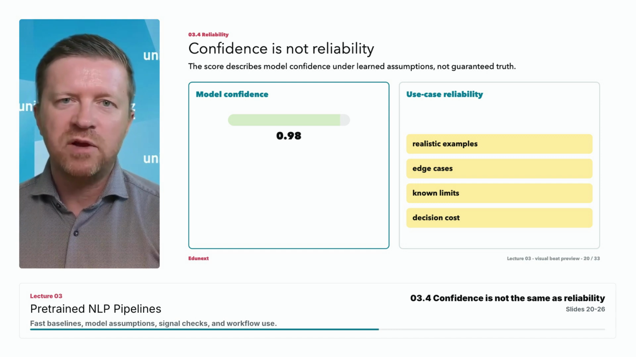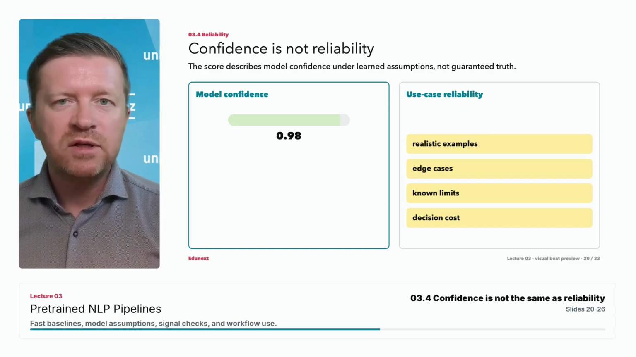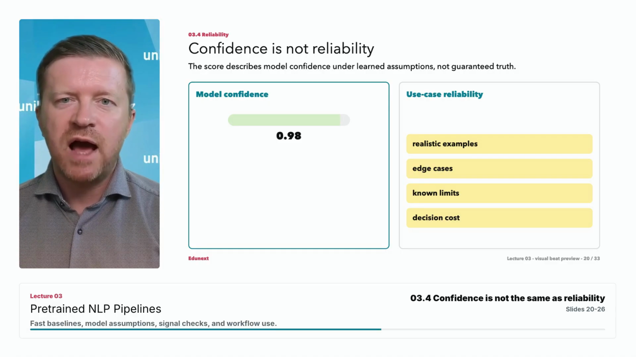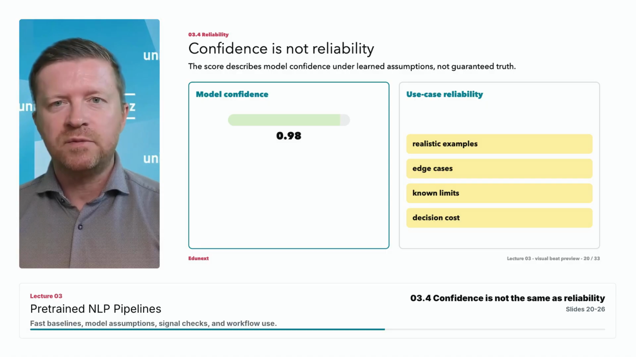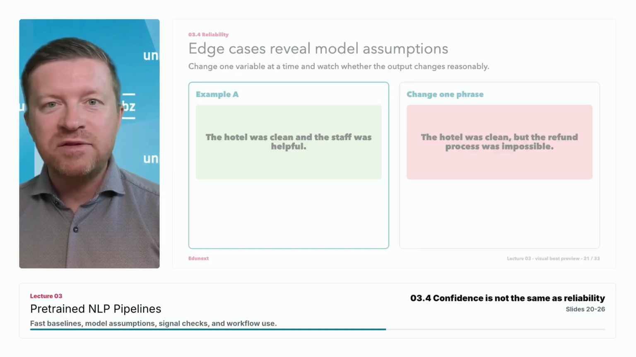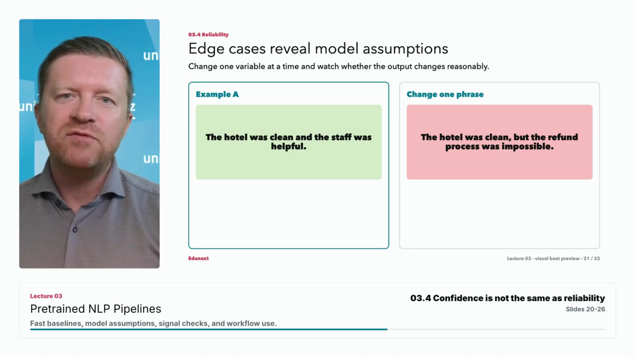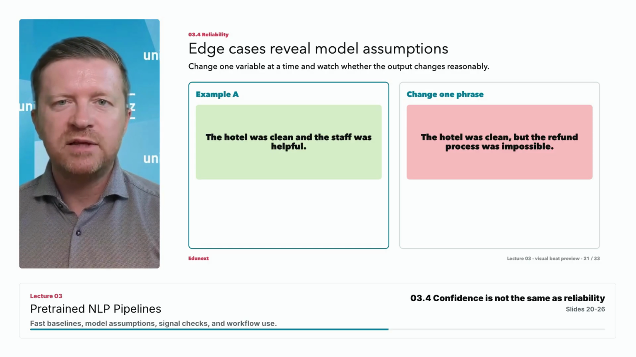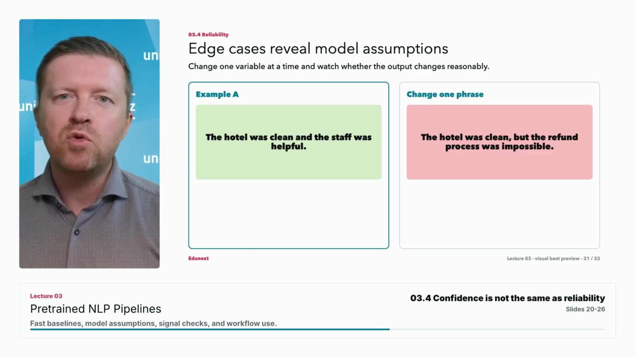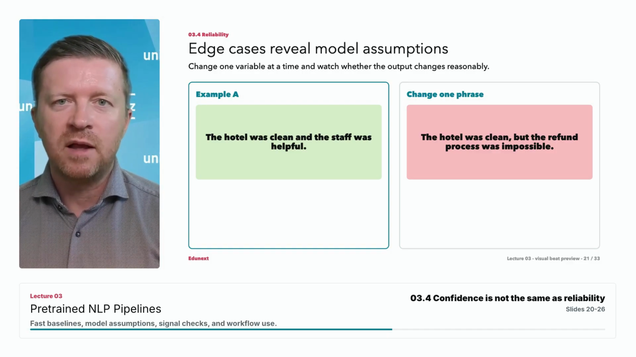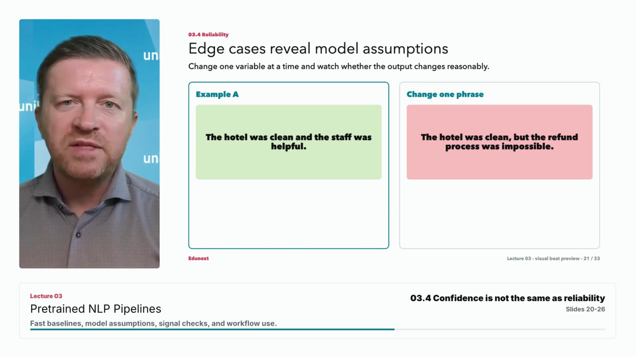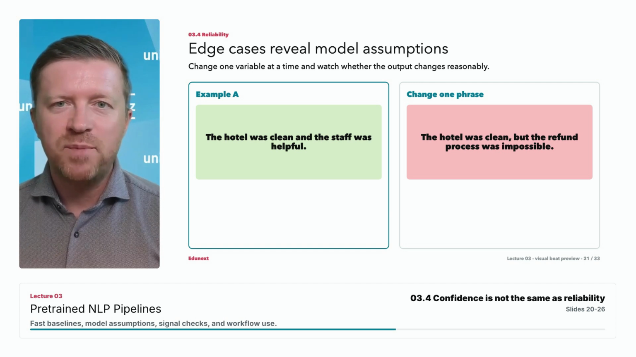One useful way to think about the score is this. The model is telling you how confident it is under its own learned assumptions. It is not telling you that the prediction is definitely correct for your use case. If the model learned the wrong patterns for your domain, it can be confidently wrong. If your text contains sarcasm, unusual product names, mixed languages, or domain-specific phrasing, the score may still look clean while the interpretation is weak. A better habit is to test controlled pairs.